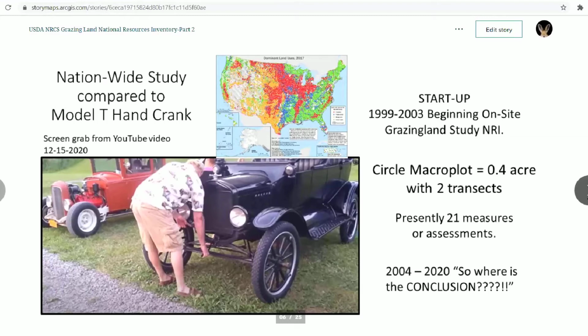What does it take to get a nationwide study cranked up on non-federal grazing lands? The range profession knew what to look at and knew how to measure it. But remember, long-term monitoring studies cannot be changed over time. So just like cranking up a Model T, you have to get it right the first time. The macroplot was reduced to a mere 4/10 of an acre with 2 transects.